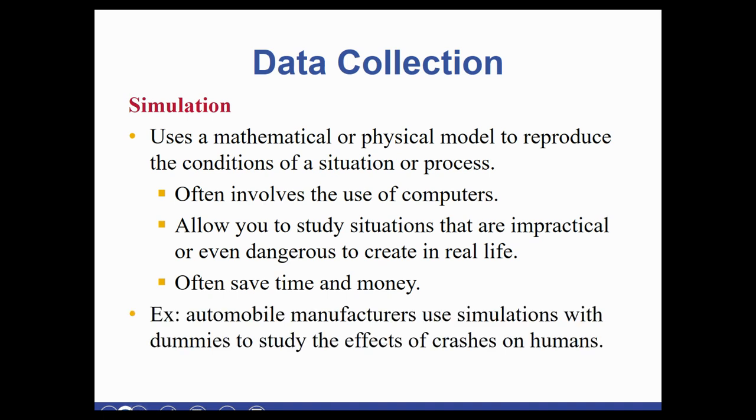So an example would be automobile manufacturers use simulations with dummies to study the effects of crashes on humans. As you can imagine, we don't actually want to crash many cars over and over to see what happens. So they'll use computer models to get through a lot of the preliminary stuff until they really need the actual physical model of the car to see what happens. Other simulations would be for things like nurses in a lab to practice different scenarios, practice CPR before they're doing it on a real human, or pilots practice flying a plane before they actually are in the plane.